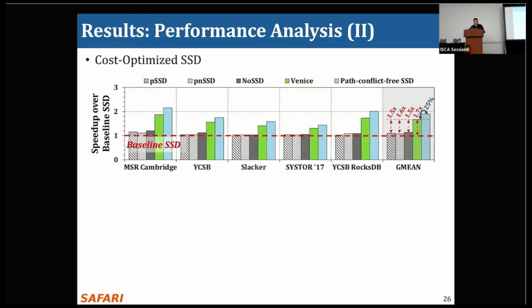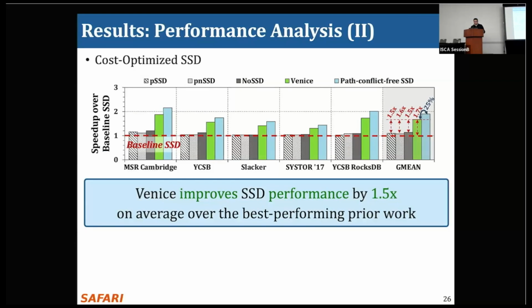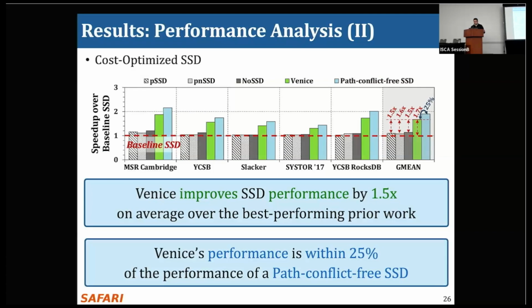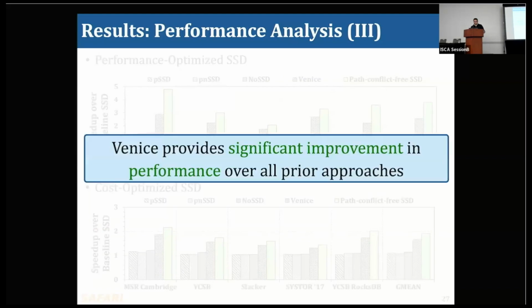And we show the speedup again, and Venice improves SSD performance by 1.5 times on average over the best performing prior approach. And Venice's performance is within 25% of the performance of the path conflict-free SSD. So overall, Venice provides significant performance improvement over all prior approaches on a wide variety of workloads.